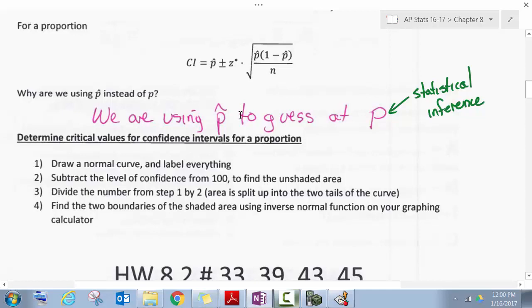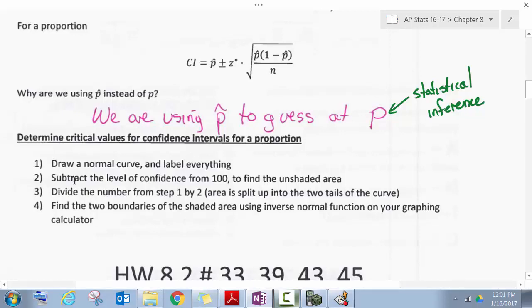Well, we're going to use the calculator anyways, but we're going to use the calculator completely for everything for finding a confidence interval on the second example. So here are our steps. One, draw a normal curve and label everything. Label our mean, label our standard deviation.